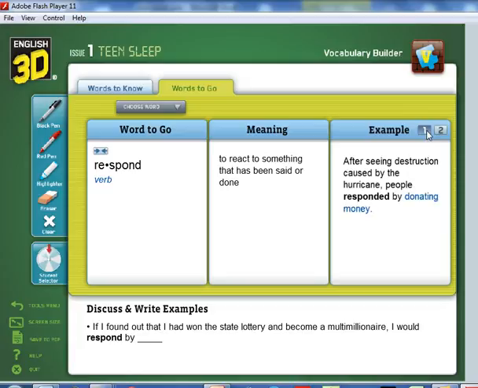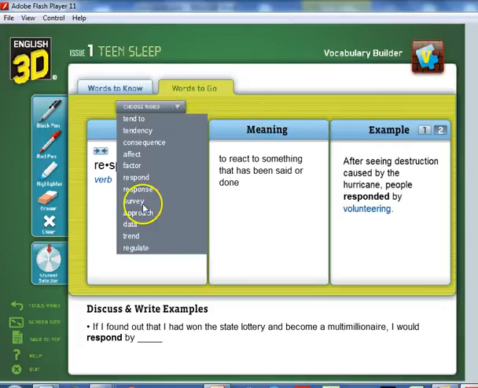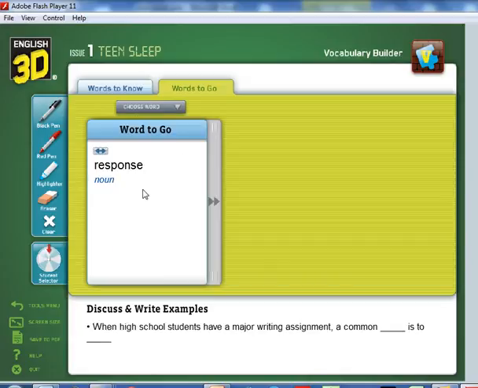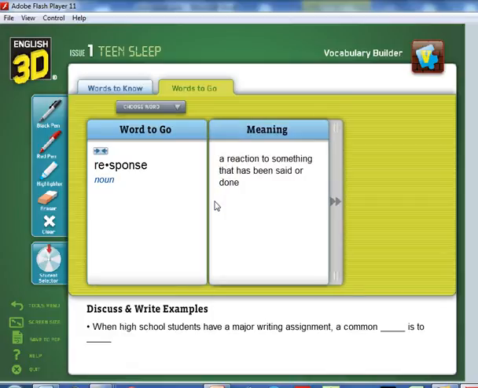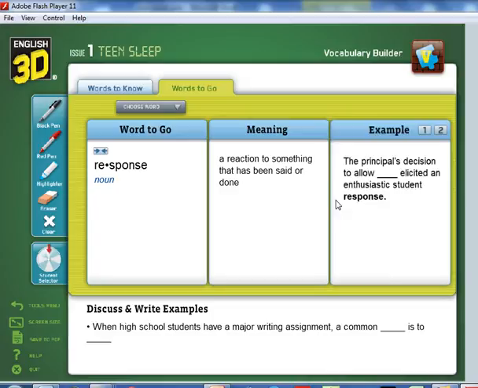After seeing destruction caused by the hurricane, people responded by volunteering. Response is the next word. Respond is a verb, an action. Response is a noun. It's a thing you do, but it's a thing. So the reaction to something that's been said or done is the response.